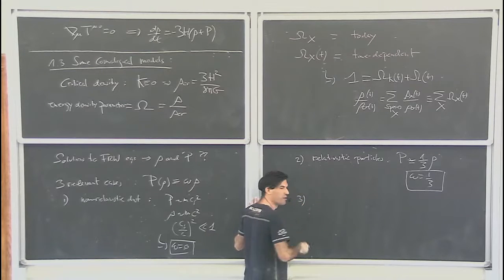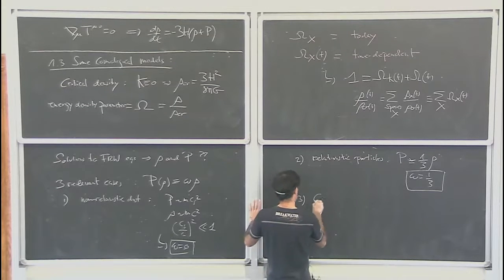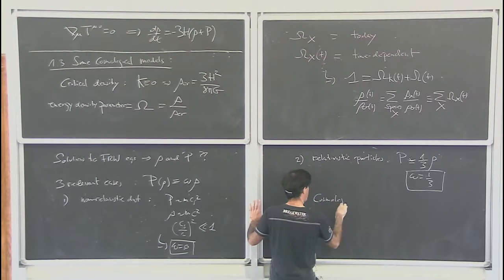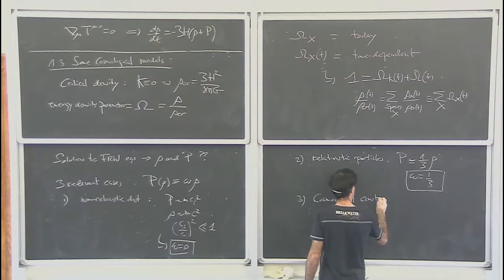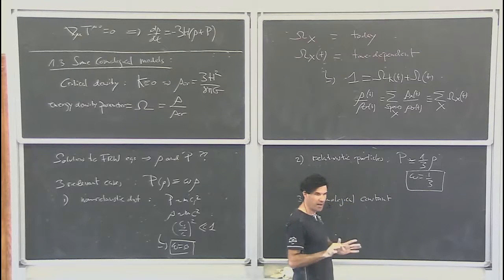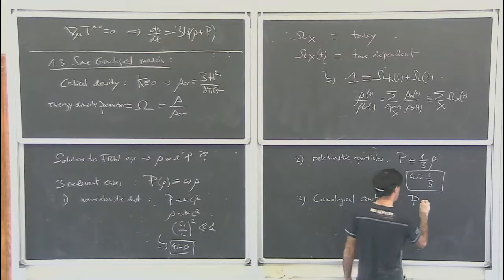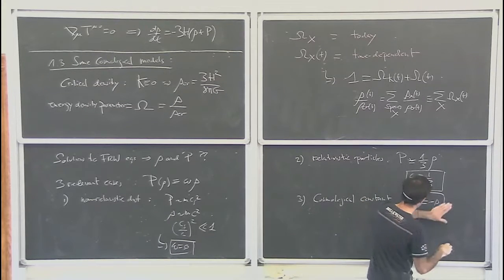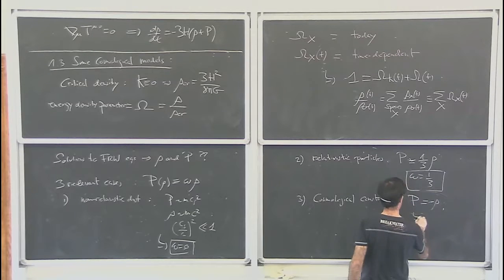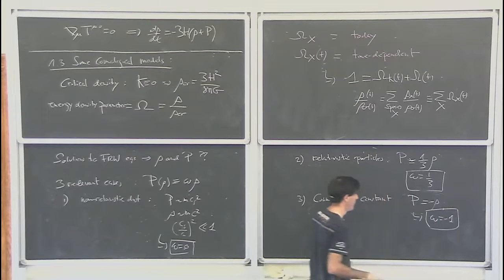And then there is a third case which is really relevant in cosmology, which is the cosmological constant, because we have strong lines of evidence that there is a non-zero cosmological constant. For a cosmological constant, the equation of state is bizarre because the pressure is actually negative. It's minus rho, which implies that omega is minus one. Okay?